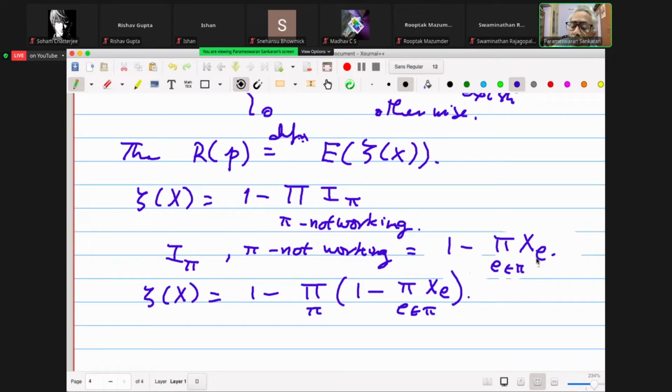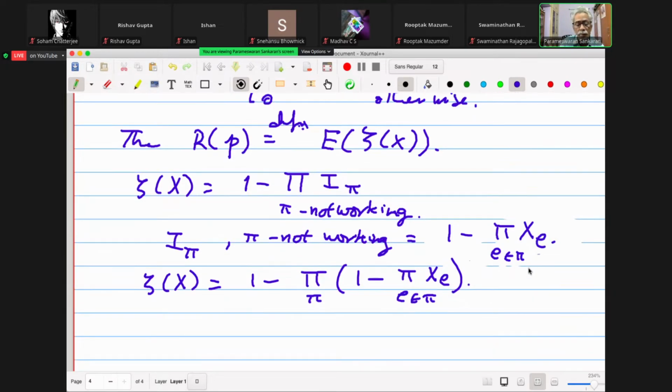Is this clear? We want this to be equal to 1 precisely if pi is not working. And pi not working meaning, well, it must be 1 minus every edge is working. Because even if one of the edges is not working, this product will be 0. So this is the thing.